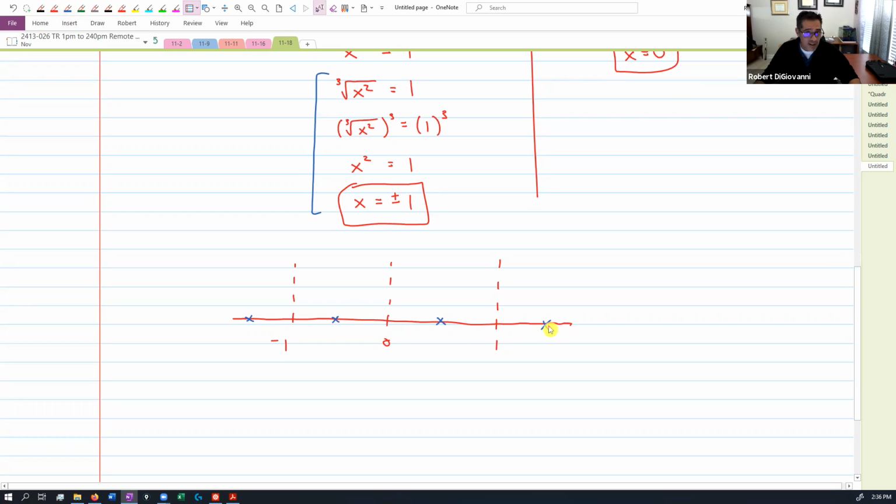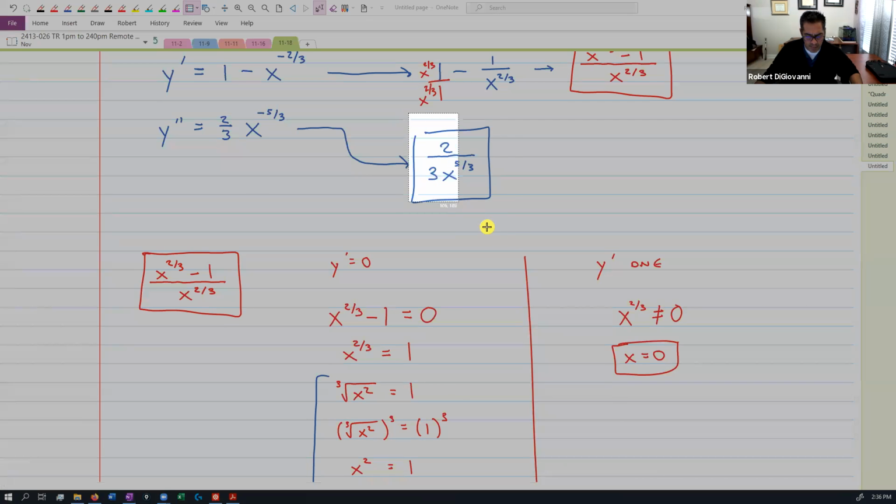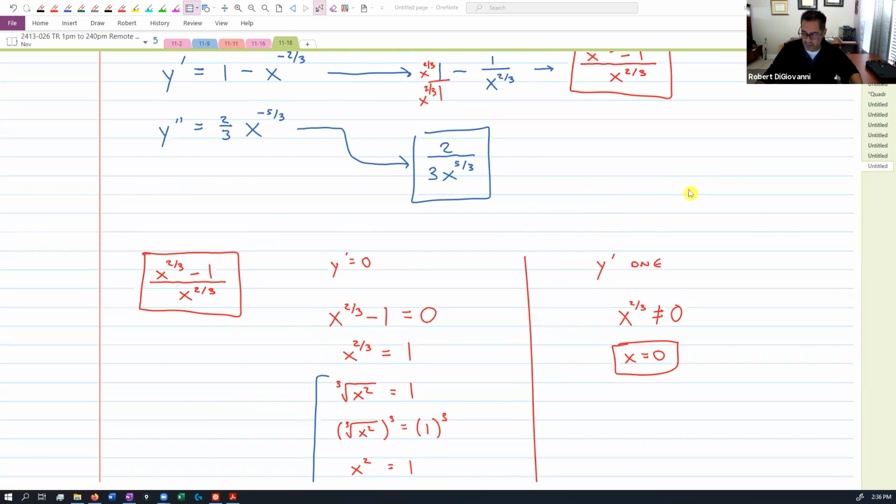I want to look at the second derivative. So I'm just going to put here... You can go have fun with that. The second one, the second derivative.